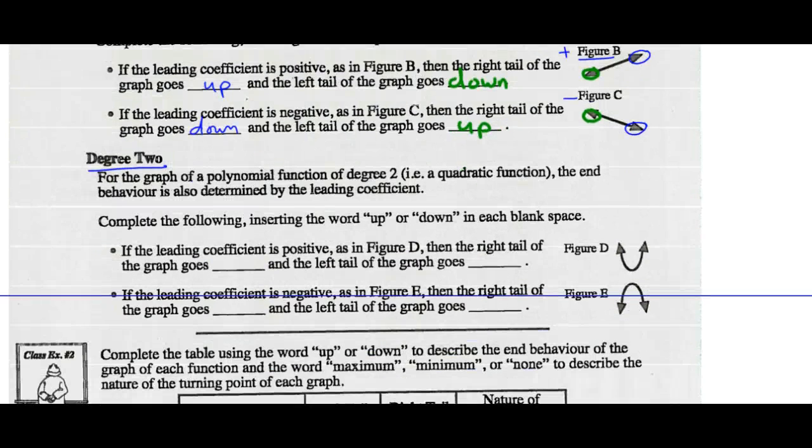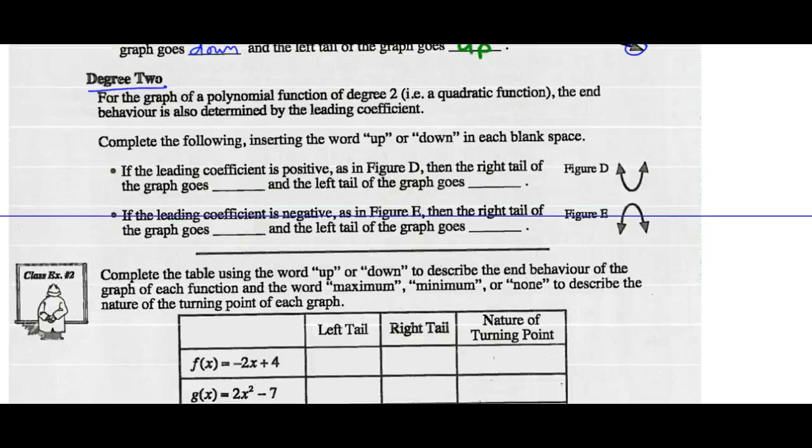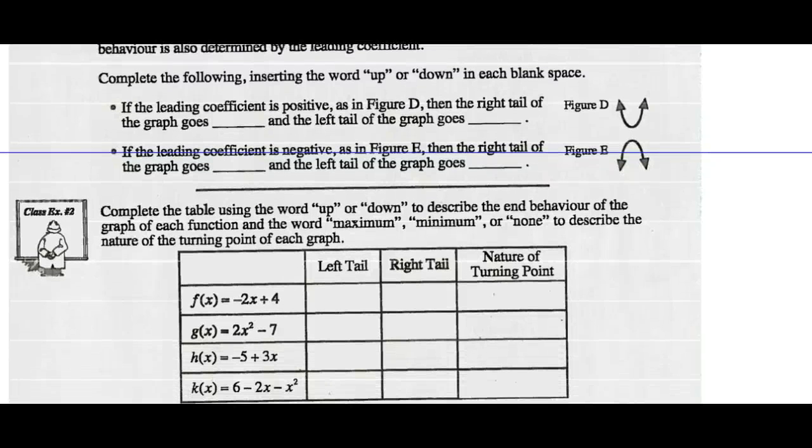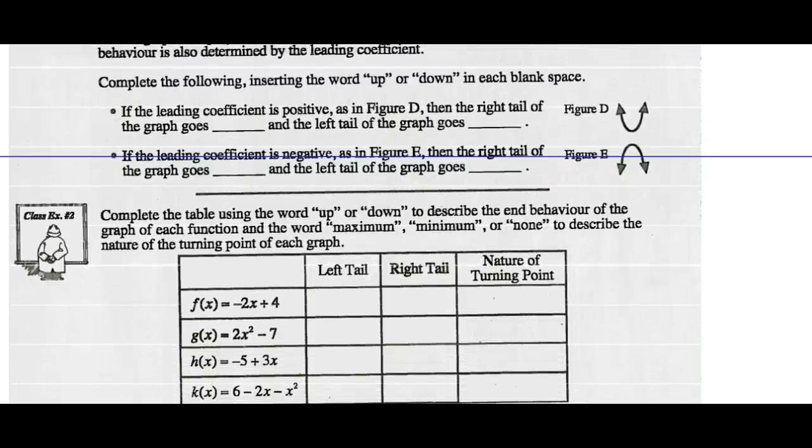For degree 2 polynomials, we call these quadratic functions. Again, the end behavior is determined by the leading coefficient, so complete the following by inserting the word up or down in each blank space. If the leading coefficient in a degree 2 quadratic function is positive, as in figure D, then the right tail of the graph goes up and the left tail of the graph goes up. Both tails go up. All right. If the leading coefficient is negative, as in figure B, then both tails go down.